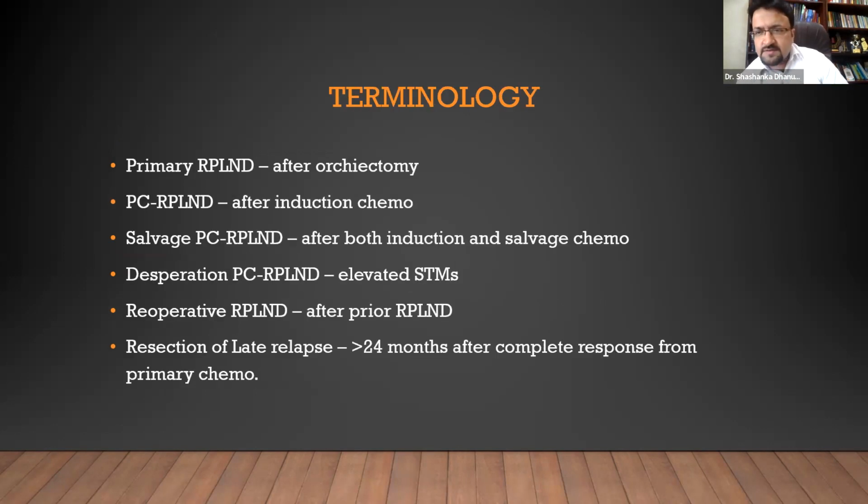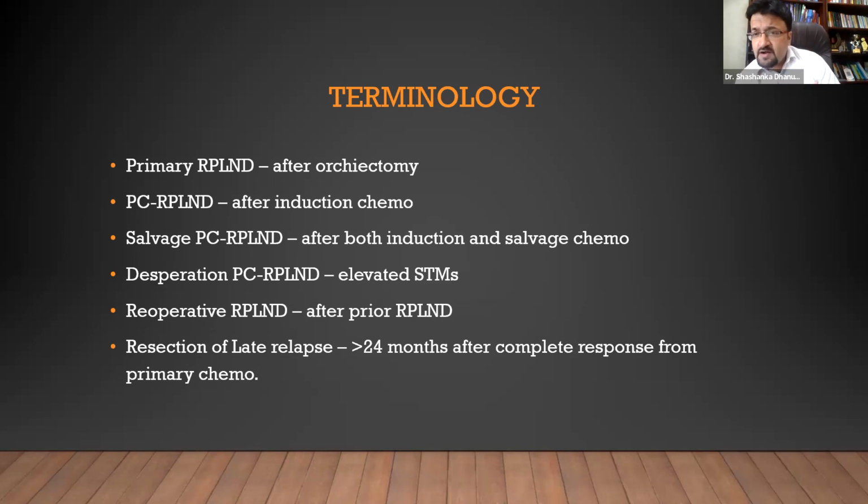There are some terminologies which are very frequently used when we are discussing RPLND. So all of us, including the residents, should be very clear about the use of these terminologies. A primary RPLND refers to one which is done after orchiectomy without any other treatment done before. A post-chemotherapy RPLND, which is the most commonly encountered one, is the one which is done after induction chemotherapy. This is one that has been discussed a lot in our clinical scenarios today.